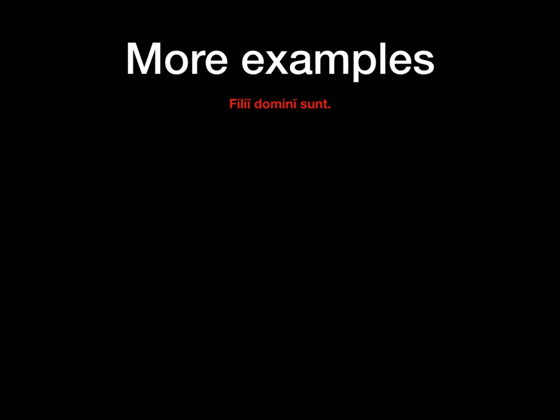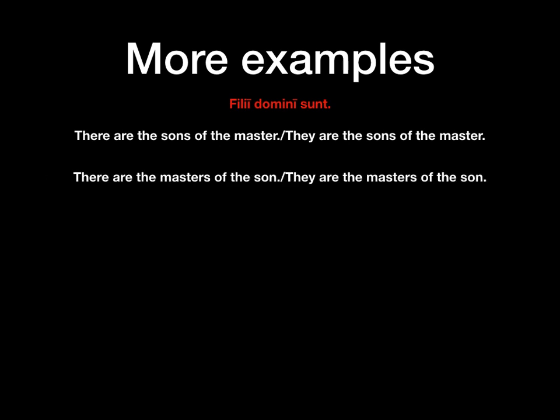But likely one or the other is the subject. If the sons are the subject, then domini is likely in the genitive singular, in which case we have a sentence like, there are the sons of the master, or they are the sons of the master. Conversely, the masters could also be the subjects, in which case the son, a genitive singular son, would be their possession. So they are the masters of the son. They are the son's masters.